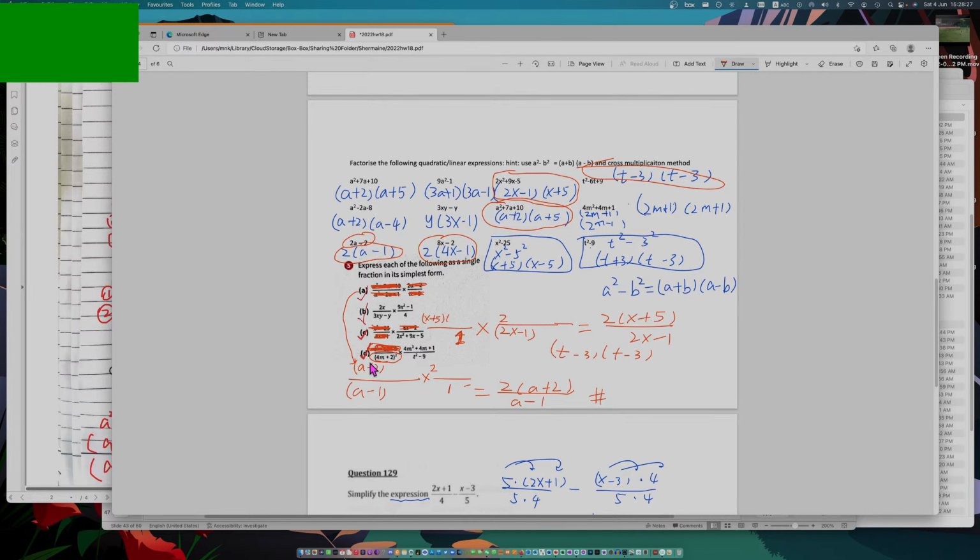This one, 4m plus 2, do I have it? No. So write down, copy, times. This one, 4m square plus 4m plus 1 is here, 2m plus 1. This one, t square minus 9, have here. So you will see something similar, then you cancel.